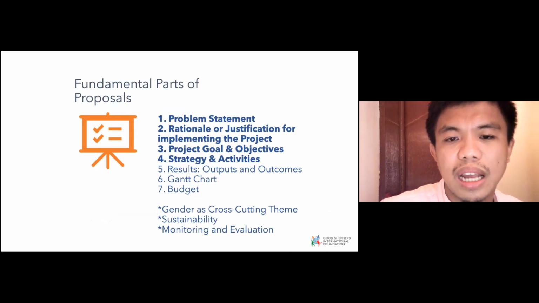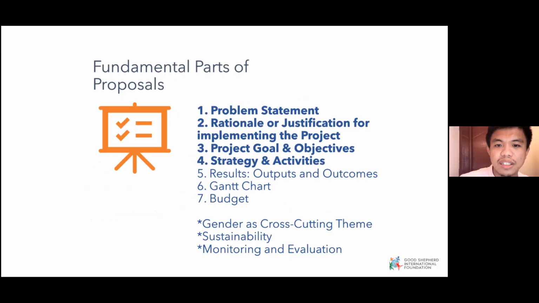Then we move towards how to link the theory of change into the project goals and objectives, and then towards the strategies and activities. The fifth, the sixth, and the seventh parts, the outputs and outcomes, will be discussed next month, as well as the Gantt chart and the budget. So for the meantime, we will be covering these four major aspects this afternoon. But then I will consider briefly discussing cross-cutting themes and monitoring and evaluation.